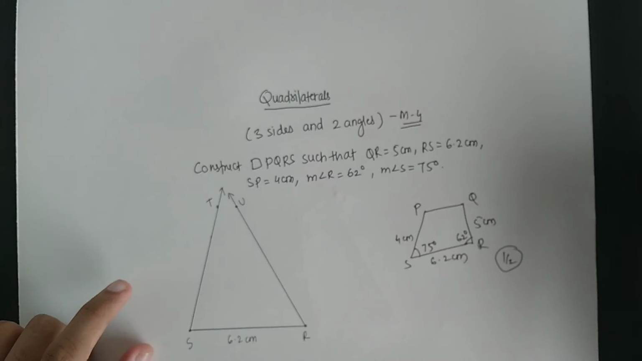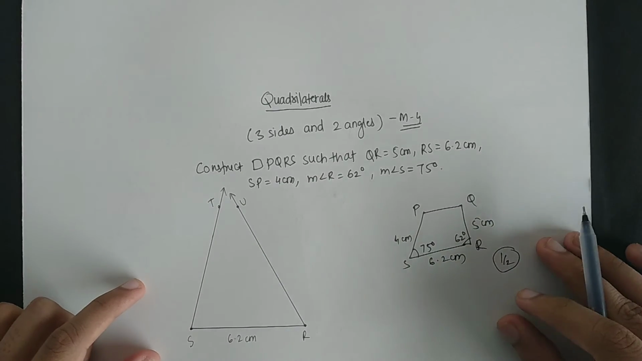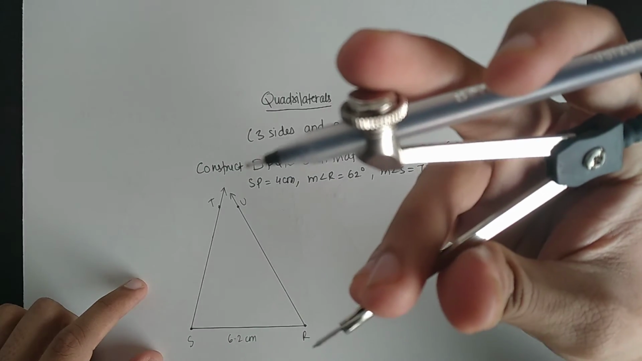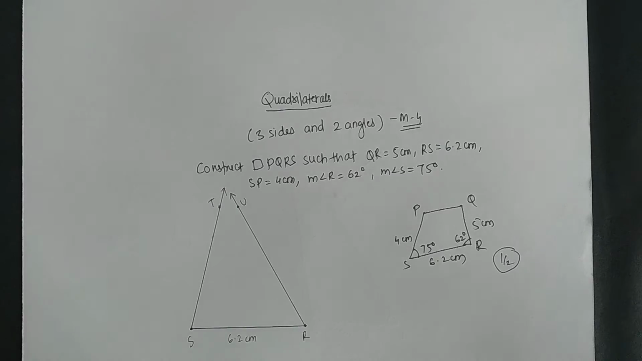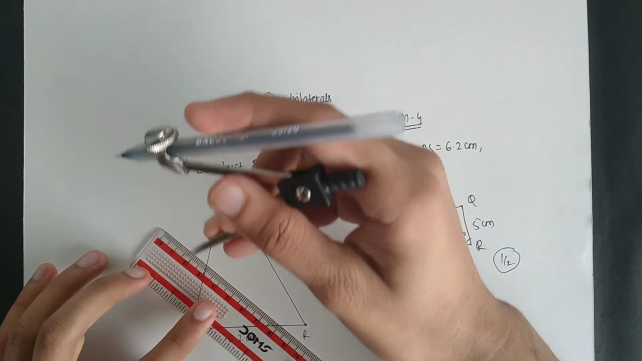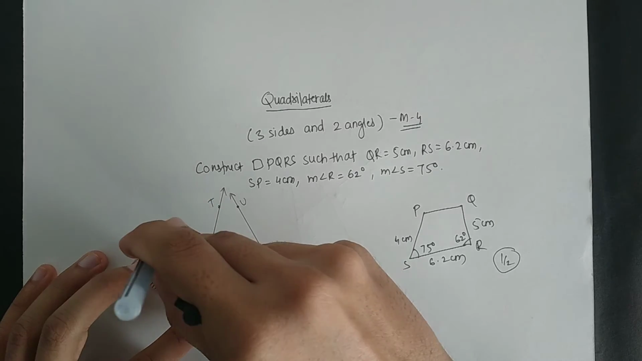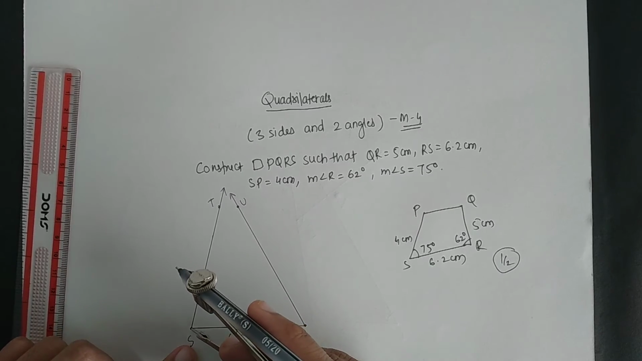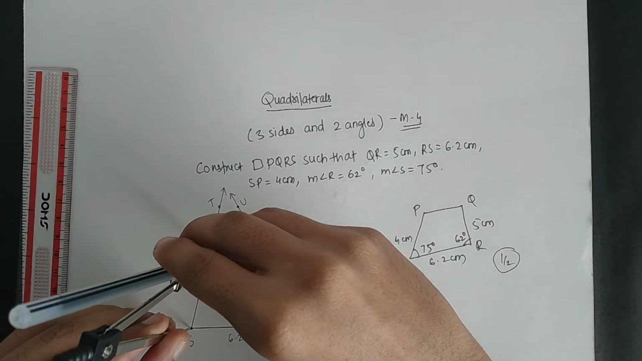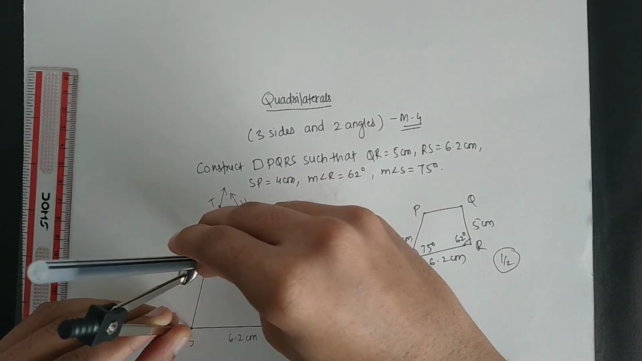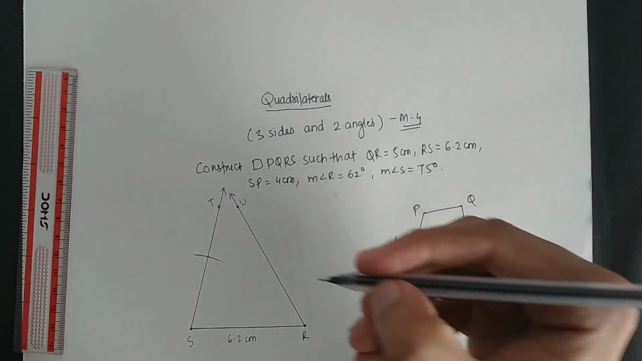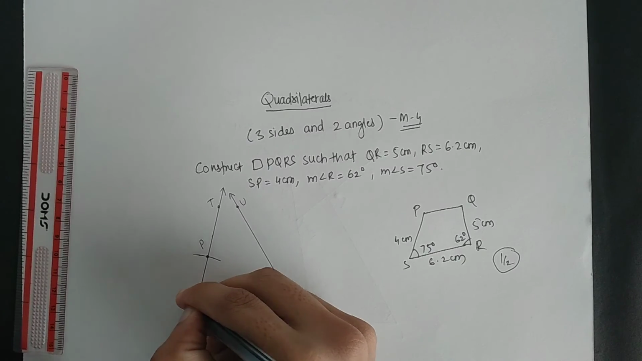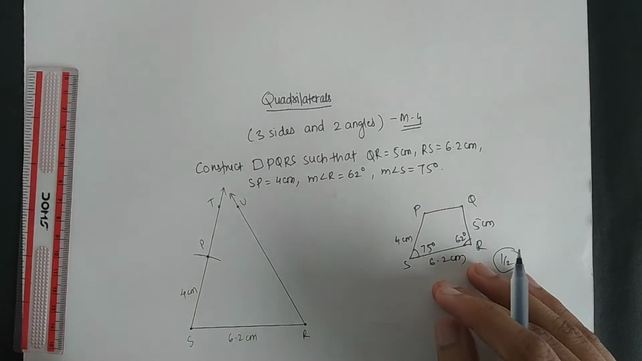Now we have been provided with the dimension of SP, which is 4 centimeter, and QR, which is 5 centimeter. So what we will do, we will take the length of 4 centimeter in the compass for drawing the side SP. So let us take this distance of 4 centimeter. I will place the pointer of the compass on point S and I will draw an arc intersecting the ray ST. And this is my point P, so PS is 4 centimeter.